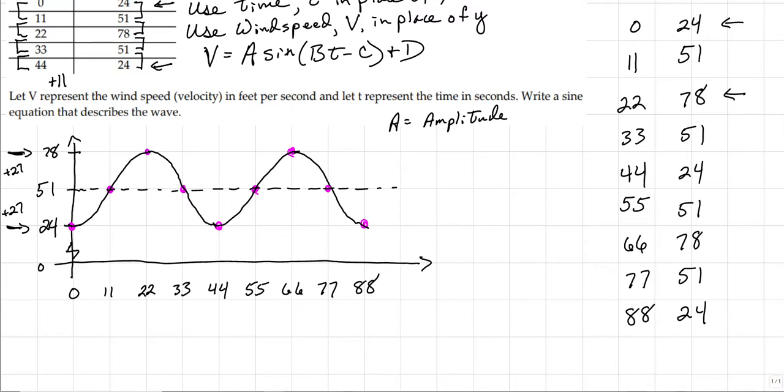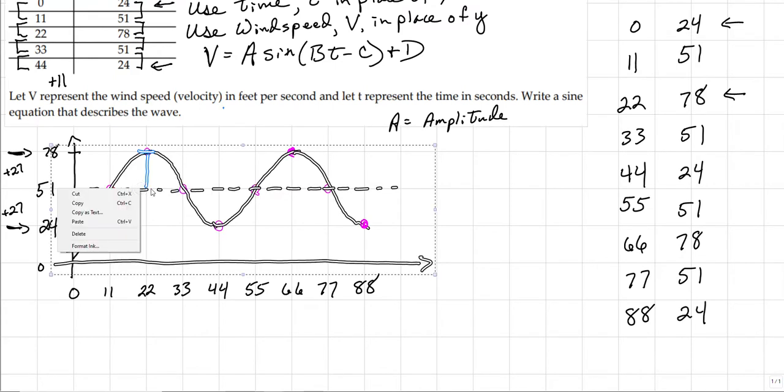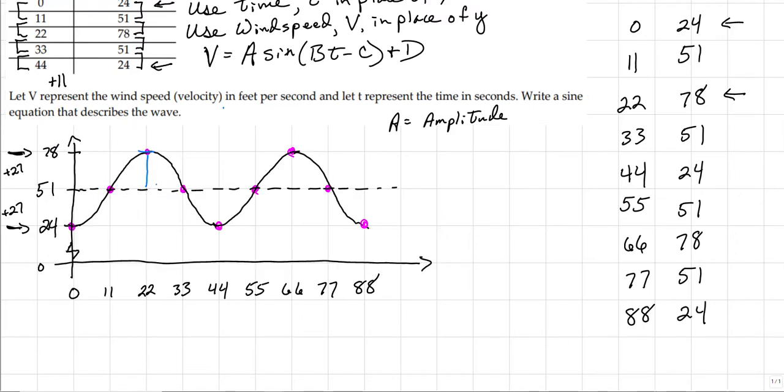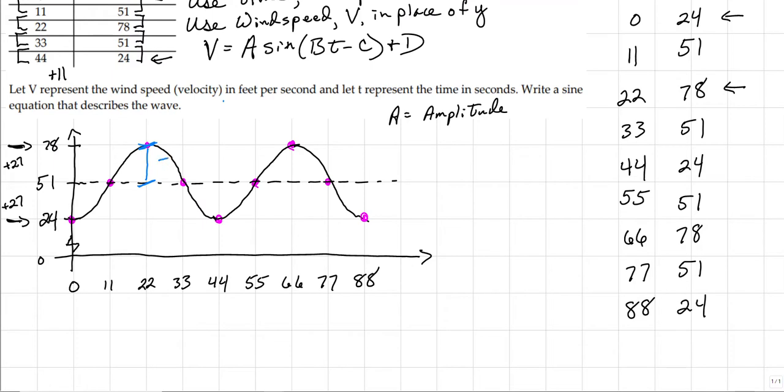And now I can easily determine what A is, because the amplitude is given from this maximum point down to this part right here. And it should be obvious that this value is 27. Therefore, I can easily state that A is equal to 27. Remember, it is an absolute value, so it has to be a positive value. Now, let's go ahead and consider B.